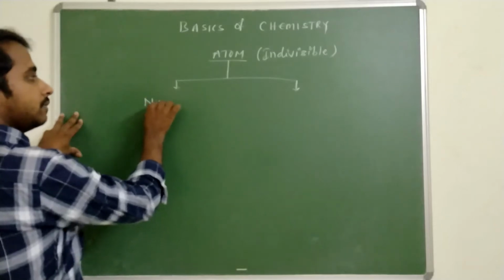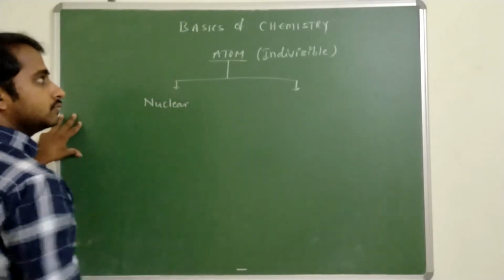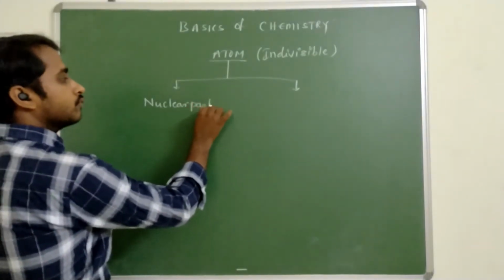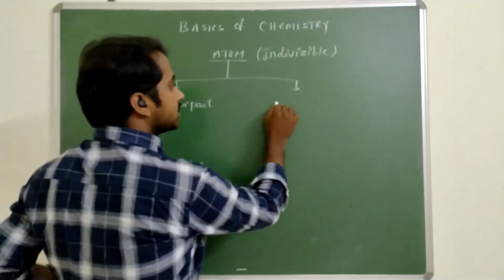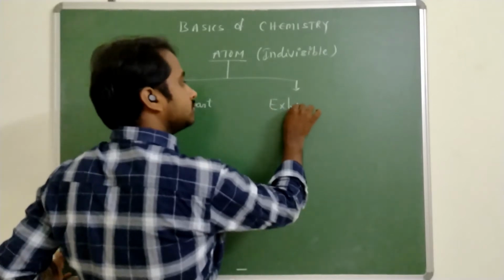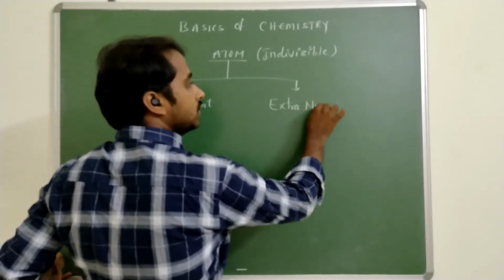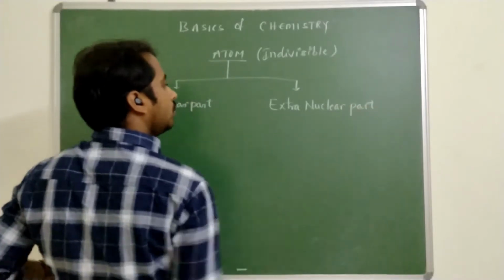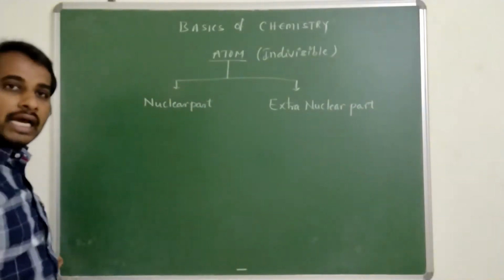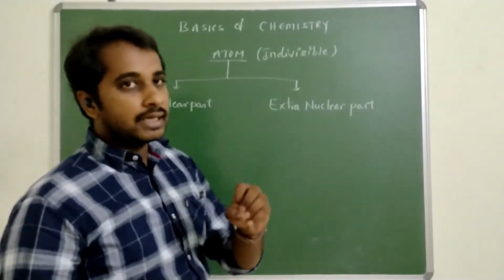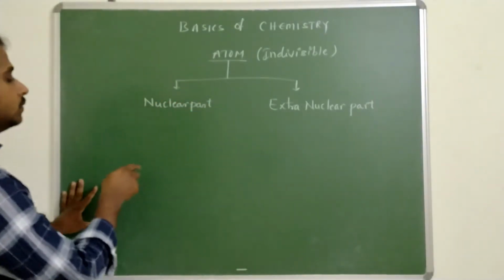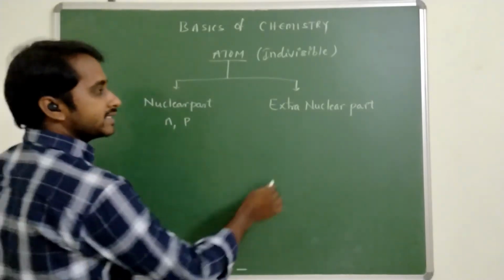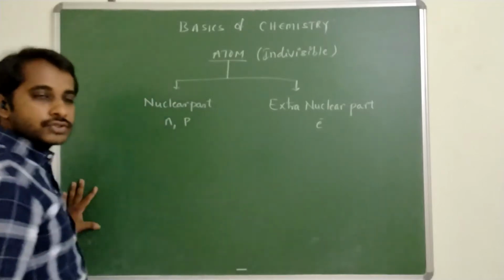One is the nuclear part. Another one is the extranuclear part. What is the nuclear part? An atom has two parts: one is nuclear, another is extranuclear. In the nuclear part, we have neutrons and protons. In the extranuclear part, we have electrons.